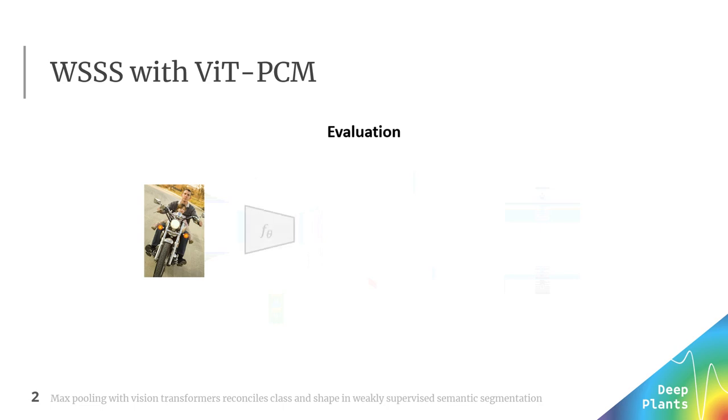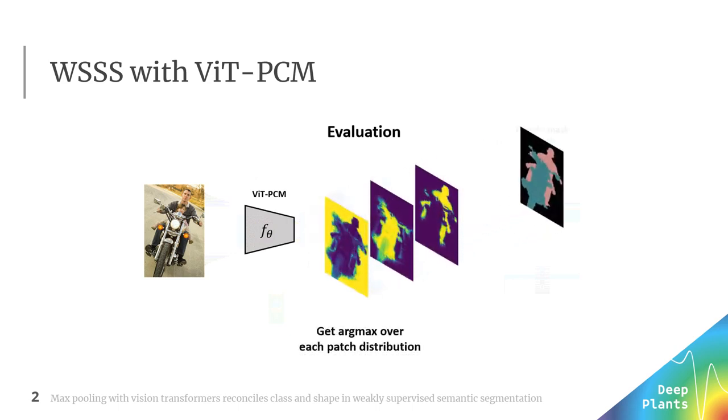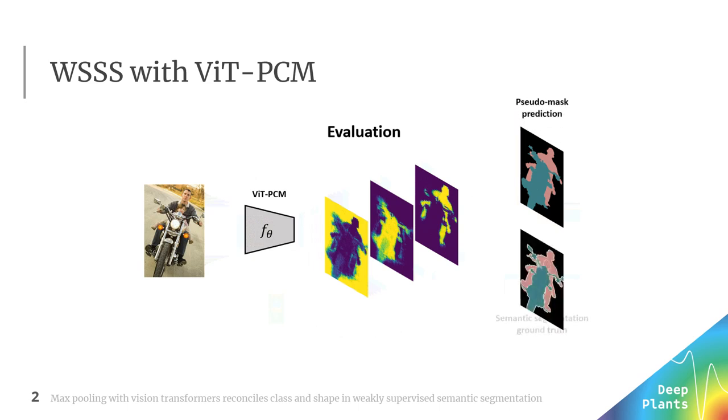At evaluation time, we apply the argmax operator to the output pixels' categorical distributions to get pseudo-segmentation masks for each category. We compute the mean intersection over union with the ground truth semantic segmentation masks for assessing the pseudo-masks quality.